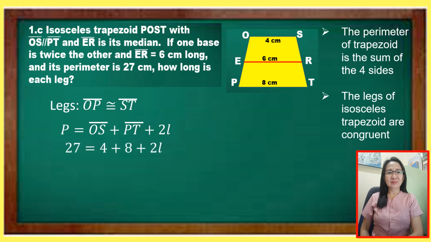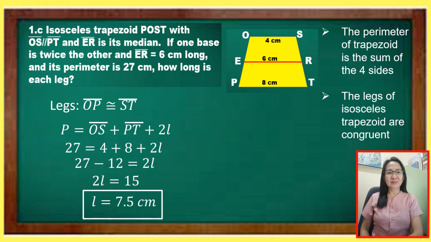By substitution, the perimeter is 27, and the obtained length for OS is 4, and the same with PT, which is 8. So combining our lengths and by addition property of equality, we will get 27 minus 12 is equal to 2 legs. So 27 minus 12 is 15, which is equal to the 2 legs by commutative property, and then dividing both sides by 2, the leg is equal to 7.5 centimeters.